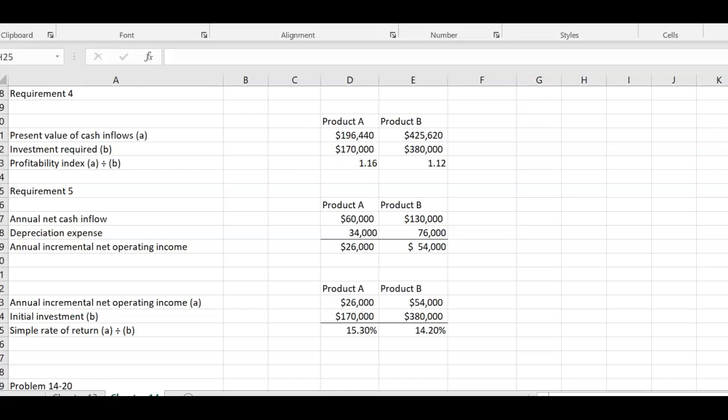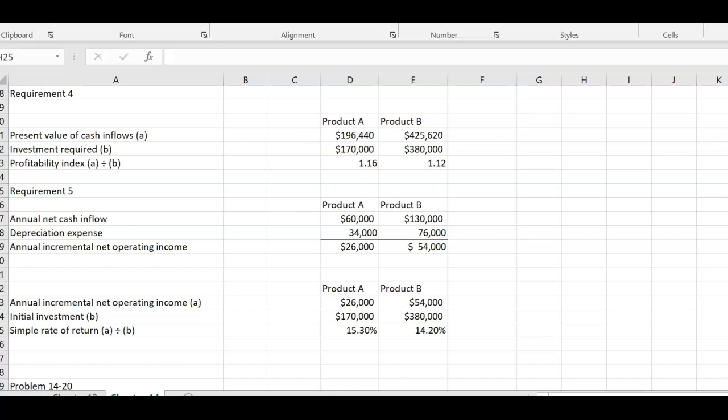But then if you look at the other requirements, in requirement 3, product A has a higher internal rate of return. In requirement 4, product A has a higher profitability index. And for requirement 5, the simple rate of return is higher. So in this case, if you just look at all the facts given to us and the calculations, product A would seem to be the most desirable product.